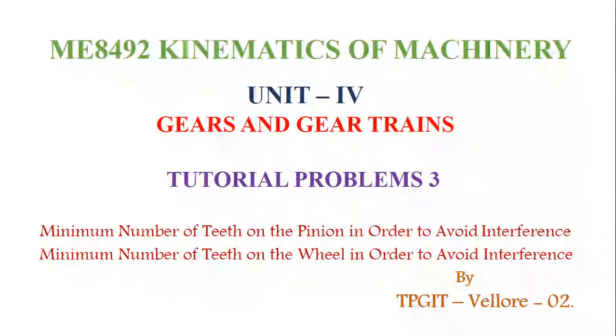ME 8492 Kinematics of Machinery, Unit 4: Gears and Gear Trains. Tutorial Problem 3. In this tutorial problem you will see the problem about the minimum number of teeth on the pinion in order to avoid interference, and the minimum number of teeth on the wheel in order to avoid interference, presented by TPG80 value 2.